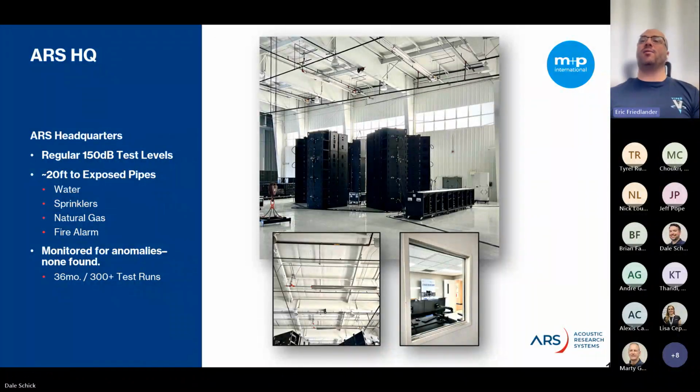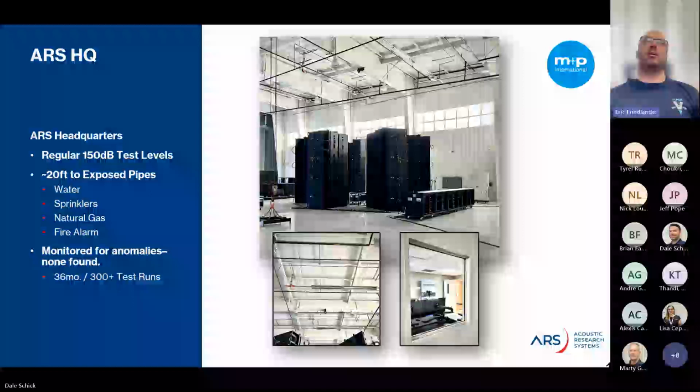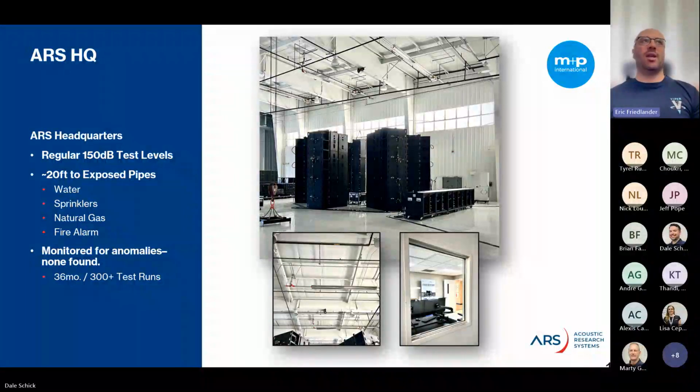And then we've monitored the facility, looked at pressures and pipes and sprinkler systems. Over the last 3 years, and I mean 3, maybe even 400 different acoustic test runs in this facility, up to, like I said, 150 and more, we haven't seen any sort of concerning anomalies or any sort of delta in the sprinkler system or natural gas system since when we moved in and today.